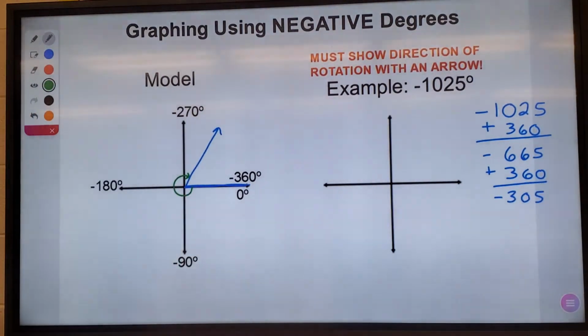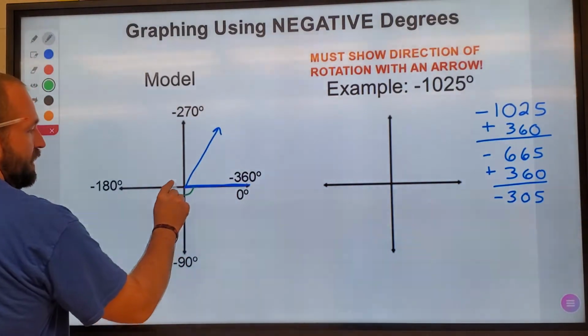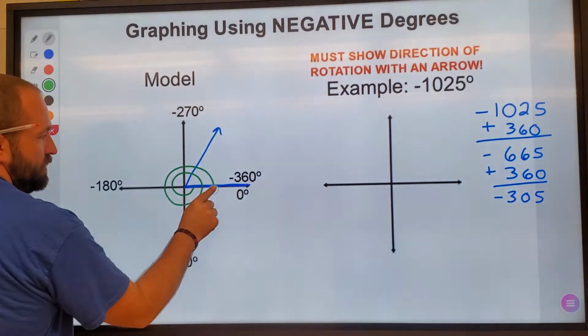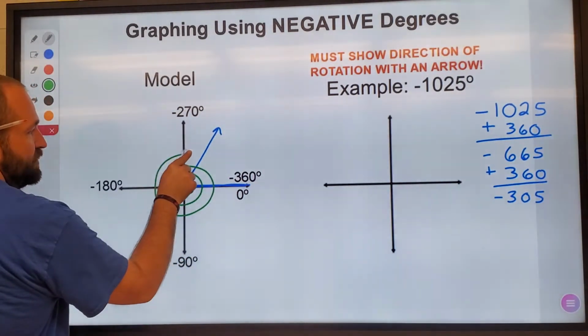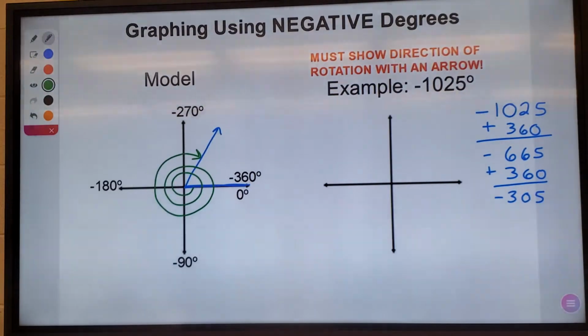However, again, continuing in this problem, I have two full rotations because I added here 360 degrees. So I can't stop there. I have to start here. I come up and around, that's 1. Come up and around, that's 2. Come back and around and finish it out. Okay, and then that's the end of this problem.